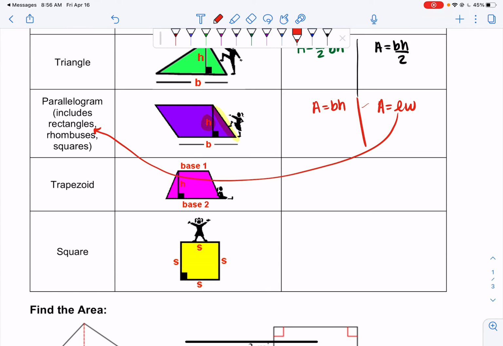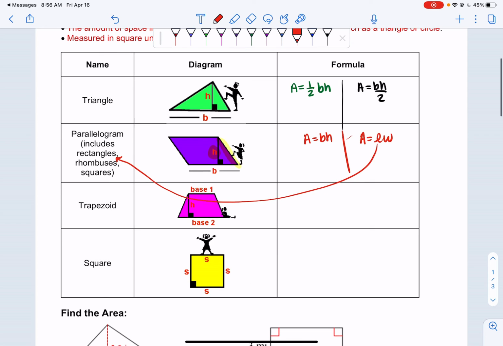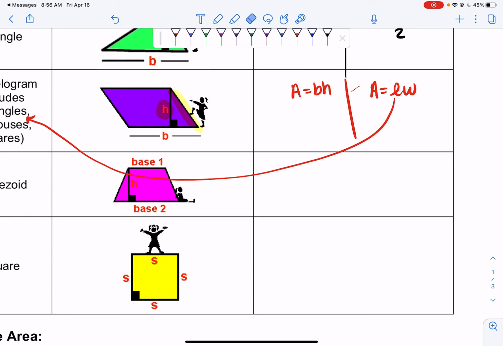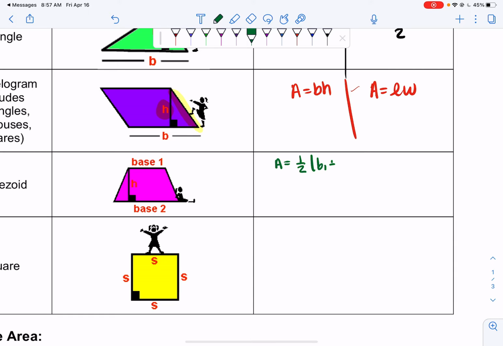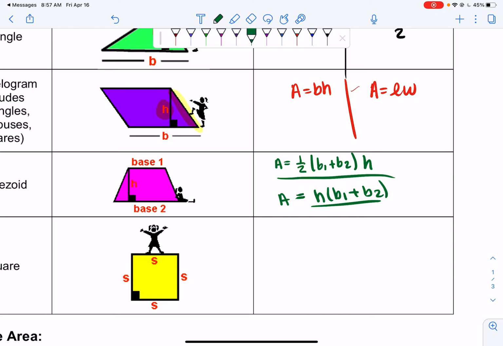The trapezoid, we have base 1, base 2, and then if you look in here, we have our height. The area formula for a trapezoid can be written in two ways as well. It can be written as area equals 1/2 times B1 plus B2 times your height. I actually write it a different way. I write it like this. Area equals H times B1 plus B2 all over 2. And these are your bases. This is your height. You just make the substitutions. So when I say B1 and B2, I'm talking about base 1 and base 2.